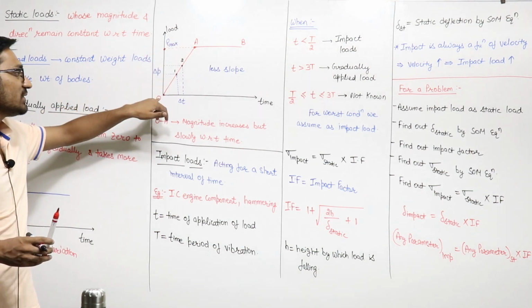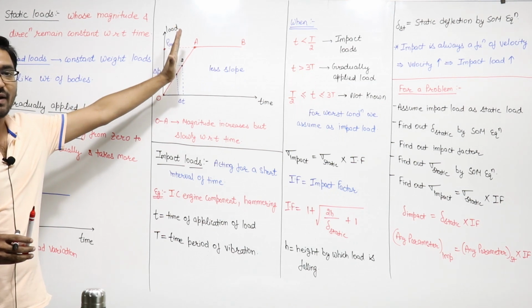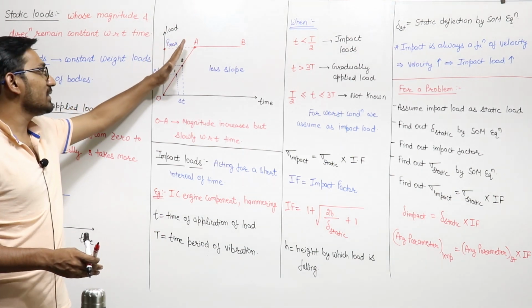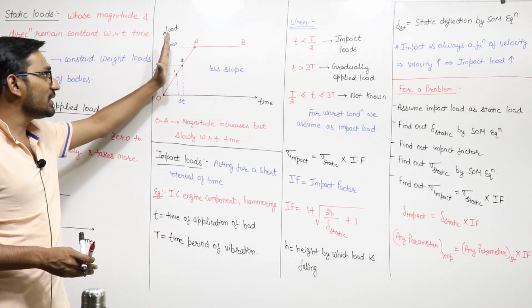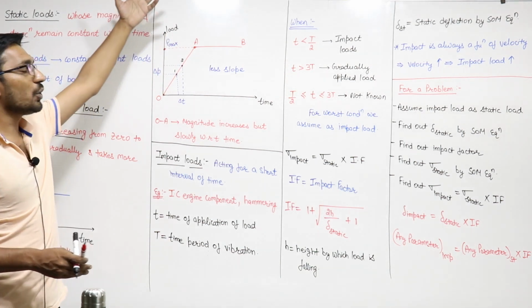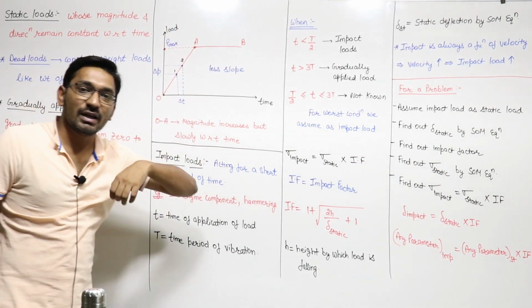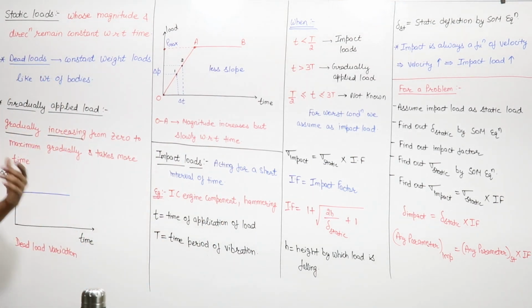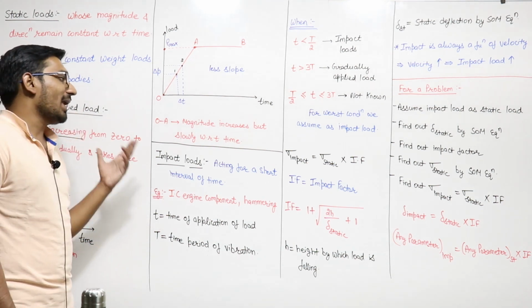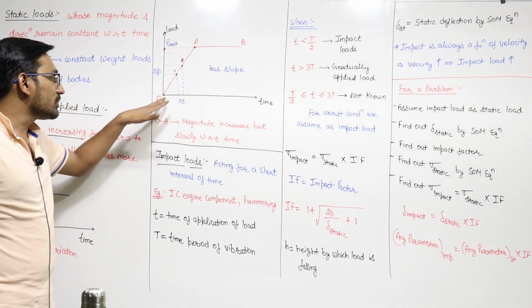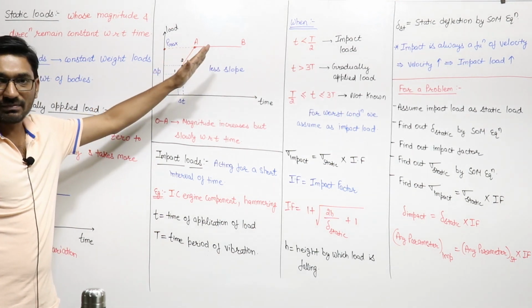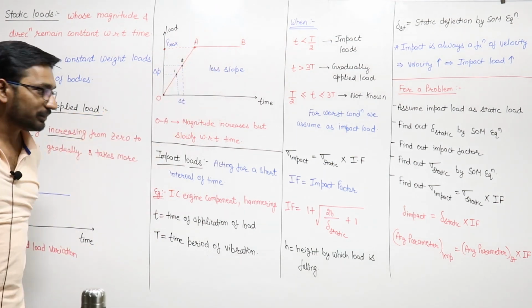If the slope of this line 0 to A is very high, very large, that type of load is not a gradually applied load, right? If this line is more vertical, then the slope is more, so the magnitude of the force is changing with respect to time in very less time, suddenly you can say. That type of load is your impact load, not gradually applied load. So gradually applied loads are those loads whose value of force is changes from 0 to the maximum level in more time, right? This is a gradual increase of the load.